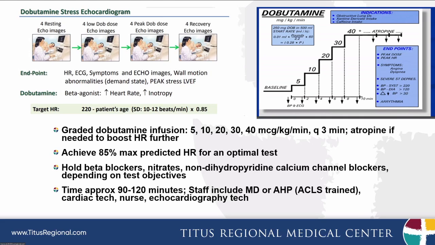Again, our goal is to try to reach 85% of predicted maximal heart rate. And in those patients who we cannot get to a maximal heart rate even at a higher dose of dobutamine, we sometimes will give them IV atropine to further increase their heart rate. Once we get their heart rate to the maximum response that we're looking for, then we would re-image them with the echo machine and look to see whether or not we were increasing the contractility, or as in the last patient, whether we're showing a dysfunctional left ventricle due to ischemia.